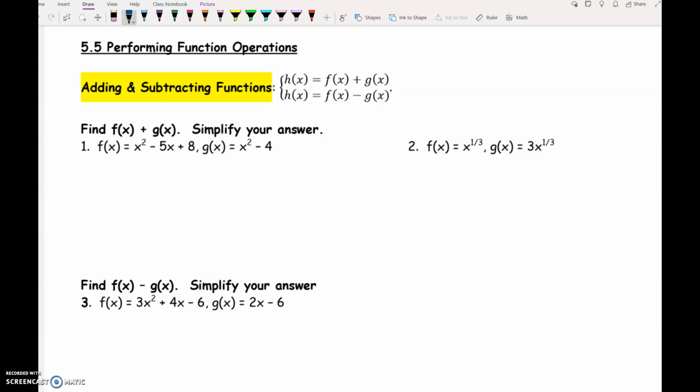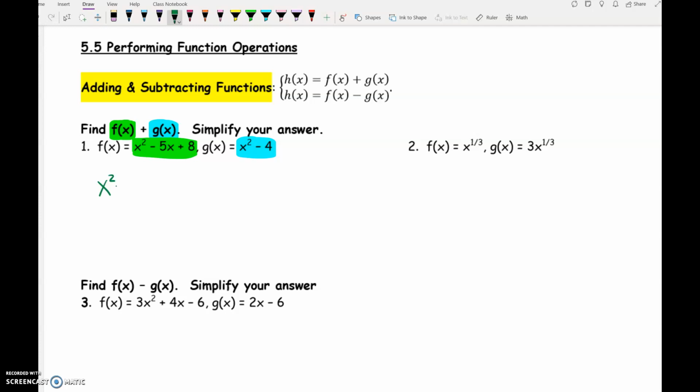In this section, we are basically adding, subtracting, multiplying, and dividing functions. Honestly, the biggest new thing about this section is the notation, the function notation that we're going to be using. So it's saying find f of x plus g of x. So f of x is this trinomial, g of x is this trinomial. We simply need to add them together.